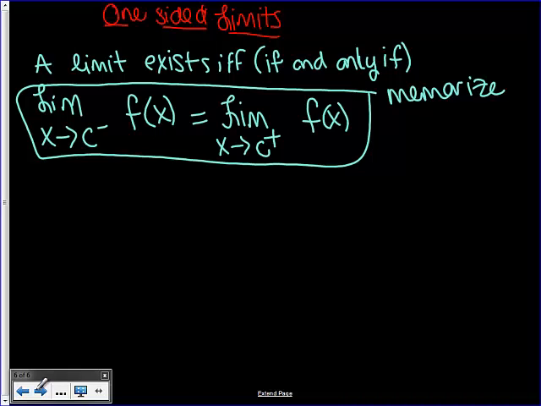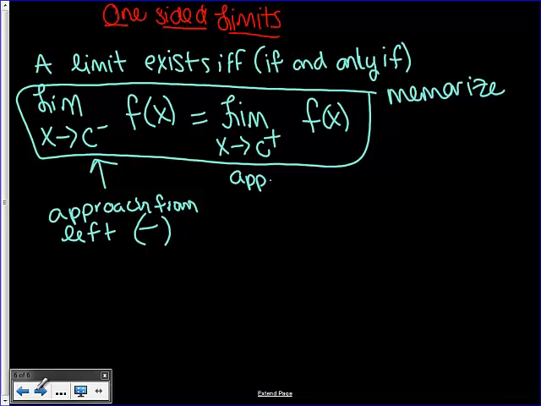And right here, this front part is approaching from the left, or the negative side. Here is approaching from the right, or the positive side.